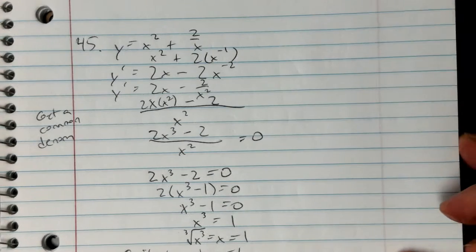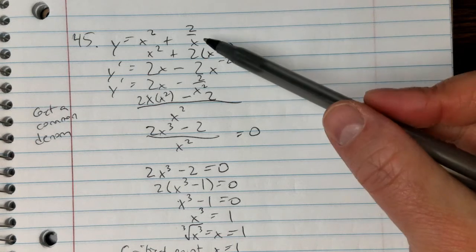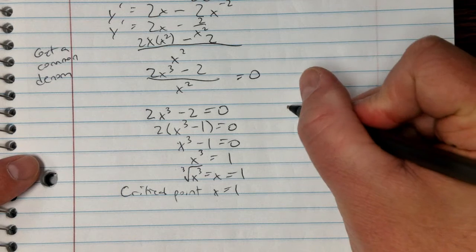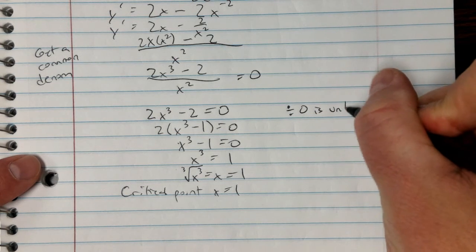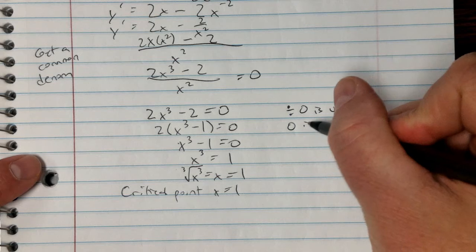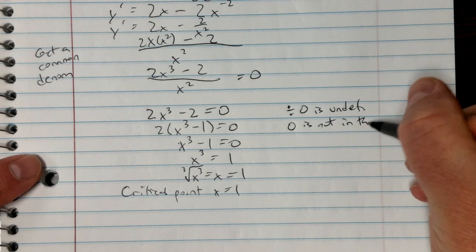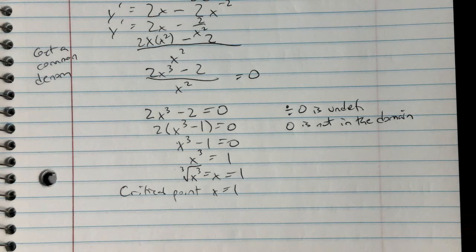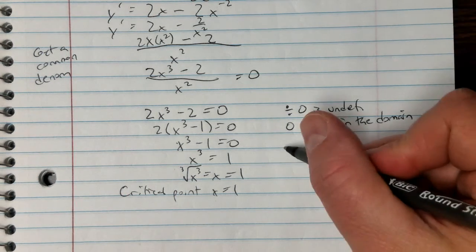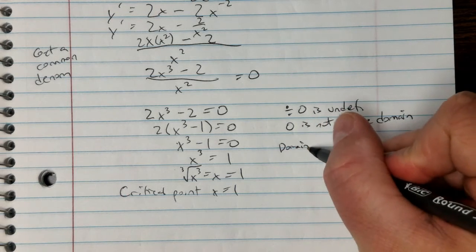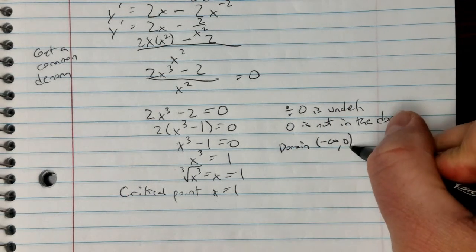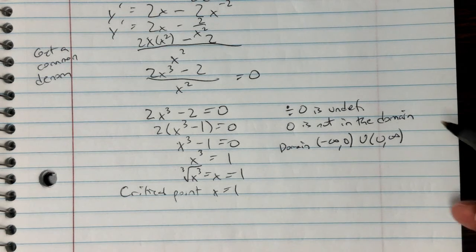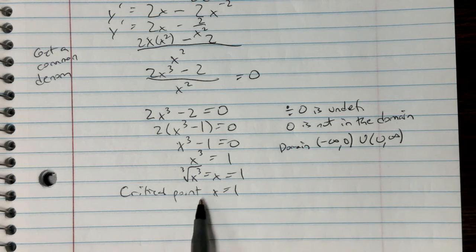The other thing to note about this one, we have a divide by x, and so if you're dividing by 0 it is undefined, so that means 0 is not in the domain. So it couldn't be a critical point. So basically your domain would be negative infinity to 0, parentheses, union, 0 to infinity. And so this is your only critical point.